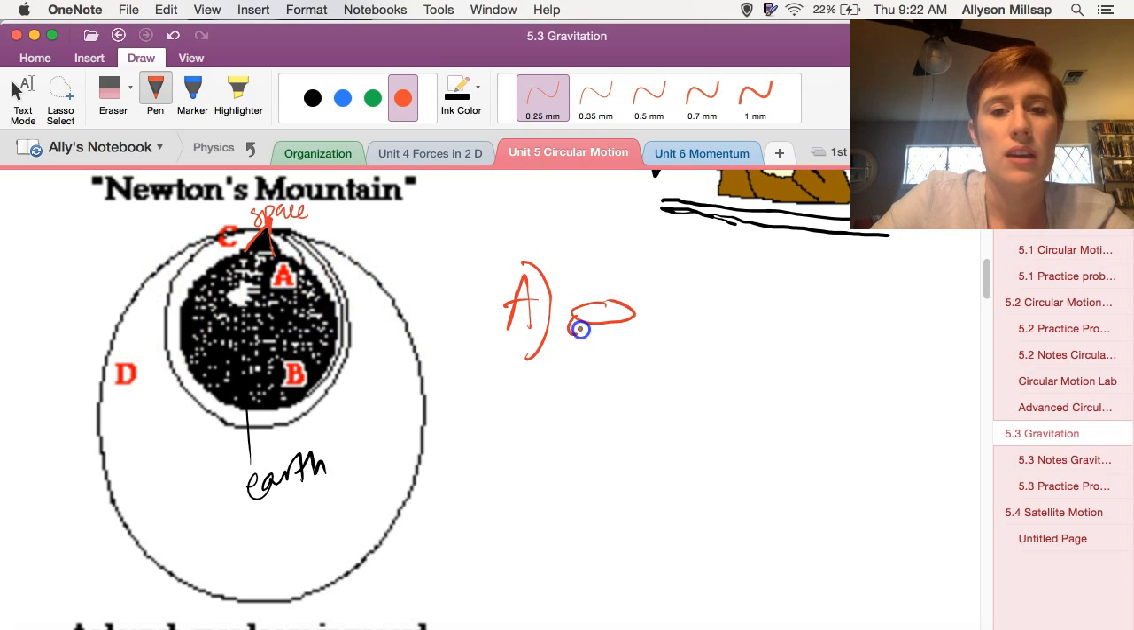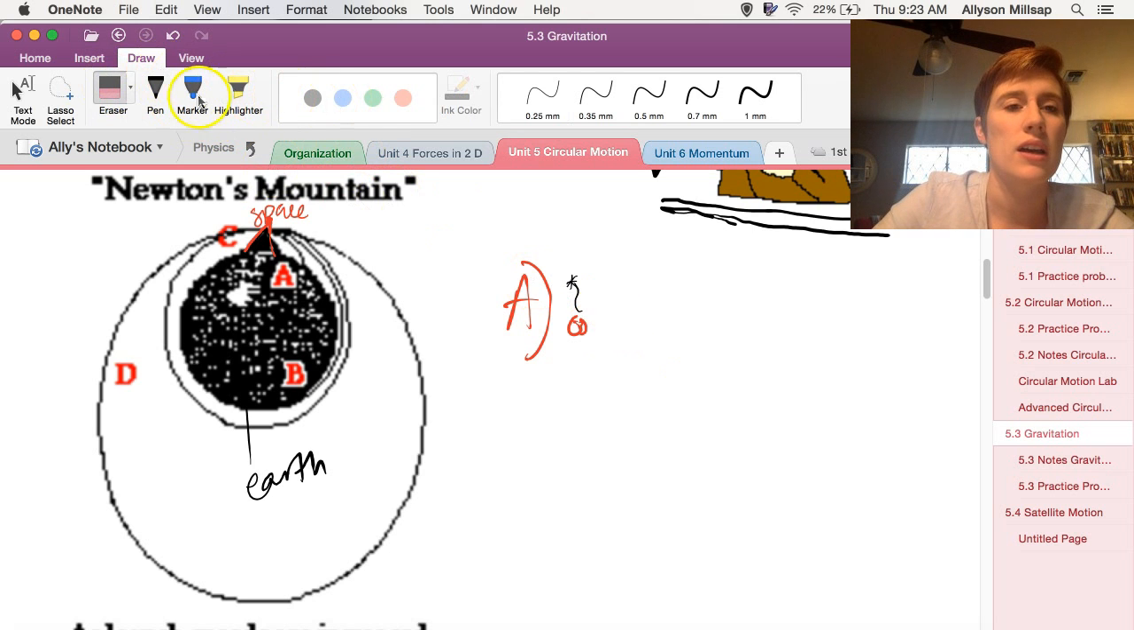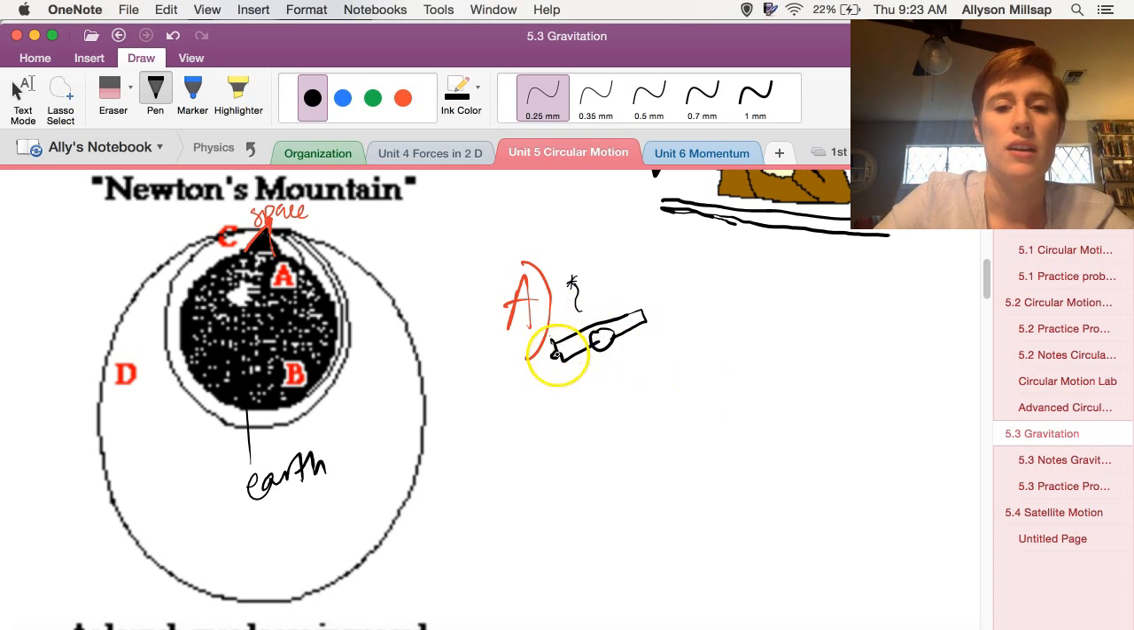If this is your cannon, here's my little cannon, and I'm not very good at drawing cannons, am I? Is that what a cannon looks like? That's not what a cannon looks like. A cannon looks like this. That's what a cannon looks like. And here's the fuse. Woo! So here's the cannon on top of the mountain, right?